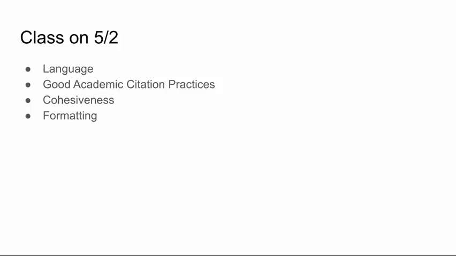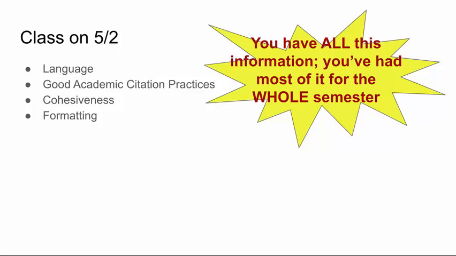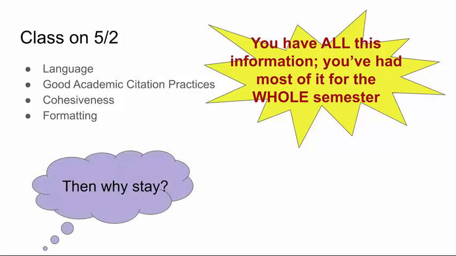So today we're going to be looking at thinking about language, good academic citation practices, cohesiveness, and formatting. The thing is, you have all of this information and you've had most of it for the whole semester. You know how to write, how to use good language in your writing, how to use good academic citation practices, how to have cohesive, thorough writing, and how to use good formatting. So some people might be thinking, so why are we doing this? I have this information. Why are we doing this?